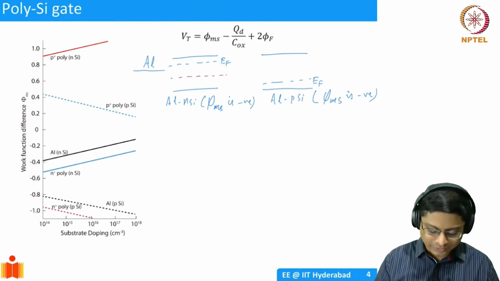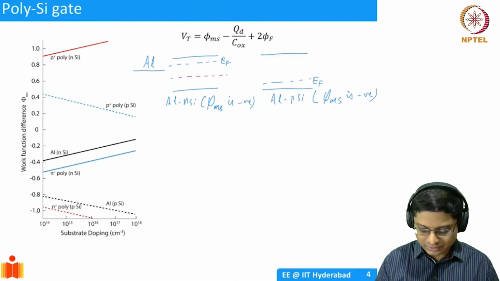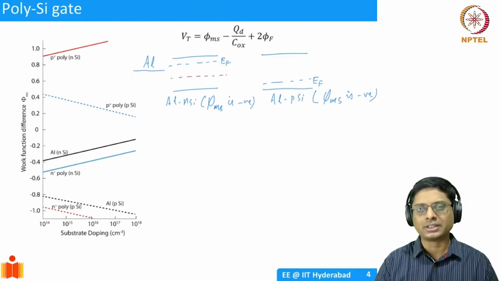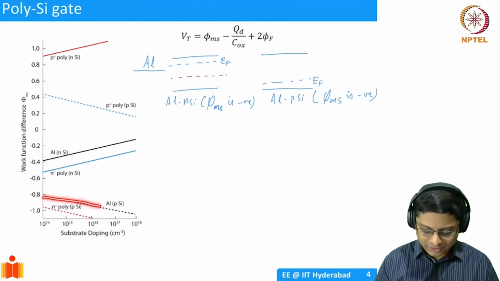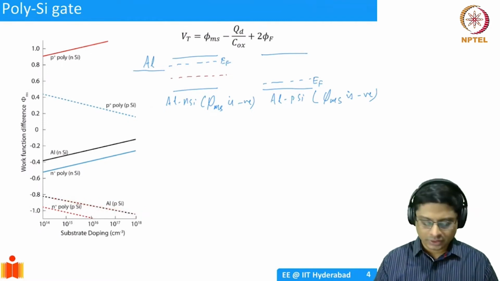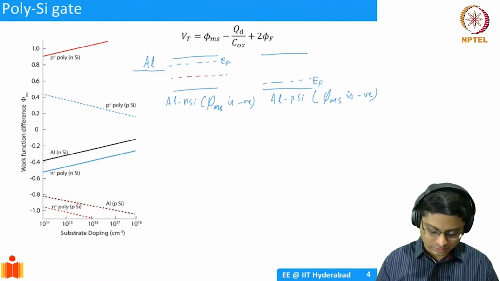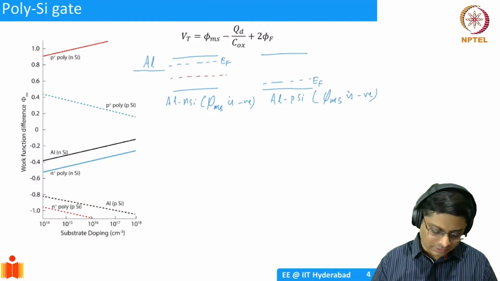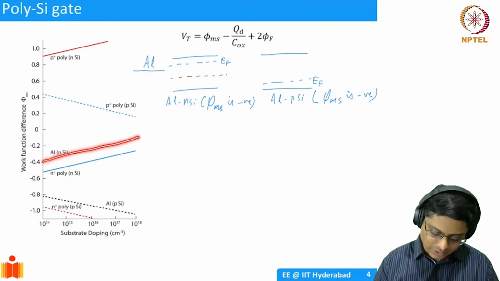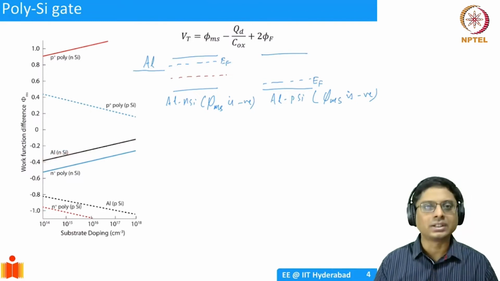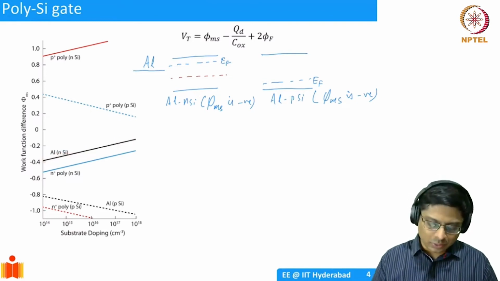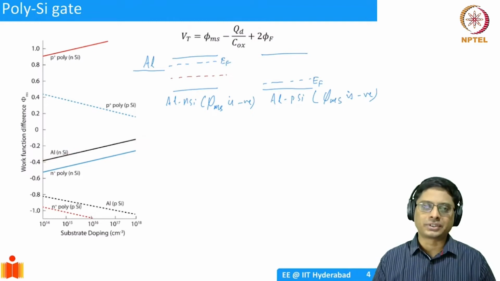The first thing we want to notice is when you have an aluminum gate and then a P-type substrate, the phi ms is turning out to be in the range of -0.8 to -1 or so. So it's quite large. And for the N-type case, it is negative for most of it. Only when you go to 10 power 19 or 20 or so, then this becomes maybe a small positive.